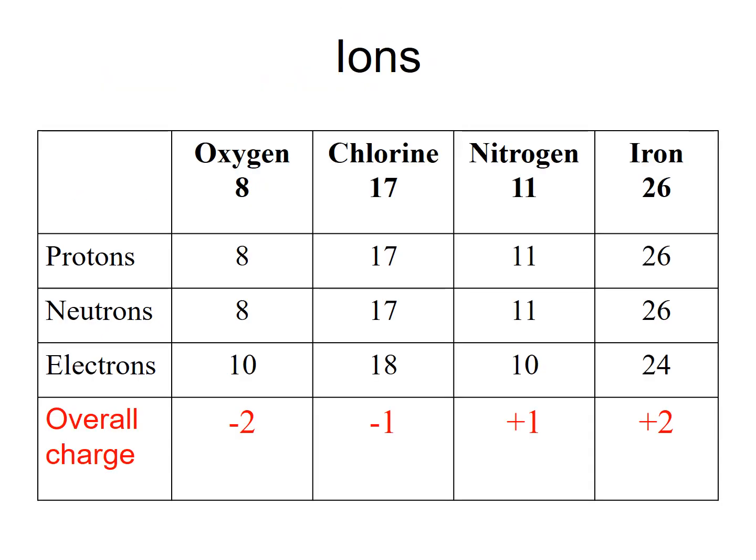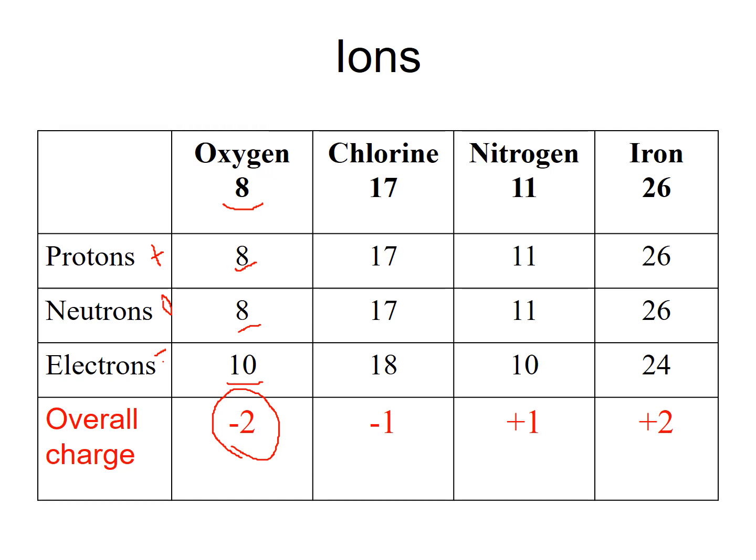So for instance, for oxygen, you have 8 protons, 8 neutrons, 10 electrons. But still, at the end of the day, it's still oxygen because it has 8 protons. So in this case, you have an overall negative charge, an overall charge of -2, because electrons have a negative charge. Again, remember, electrons, negative charge; protons, positive charge; and neutrons have a neutral charge.